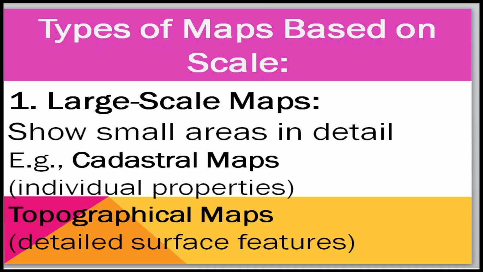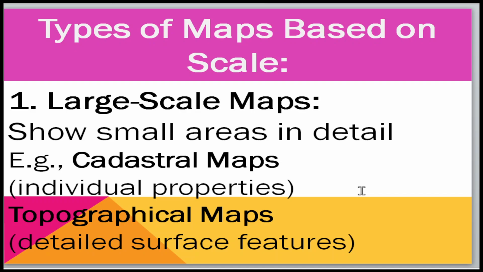Types of maps based on the scale. First one is large scale maps. Large scale maps show small areas in detail. To show small areas in detail, we are going to use large scale maps. First one is cadastral maps. It means individual properties, like plots. We are going to use them.